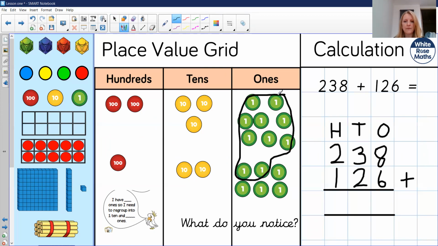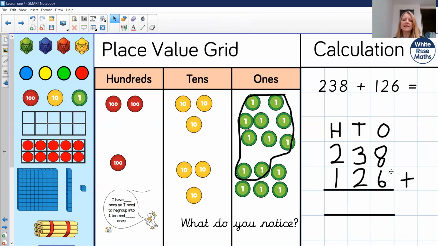There they are. Let's just check. 1, 2, 3, 4, 5, 6, 7, 8, 9, 10. So 10 ones can be regrouped to make 1 ten, which goes into my tens column. And I've got 1, 2, 3, 4 ones that will remain there.